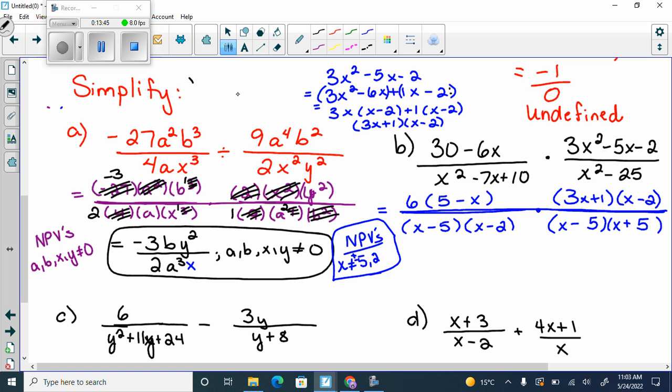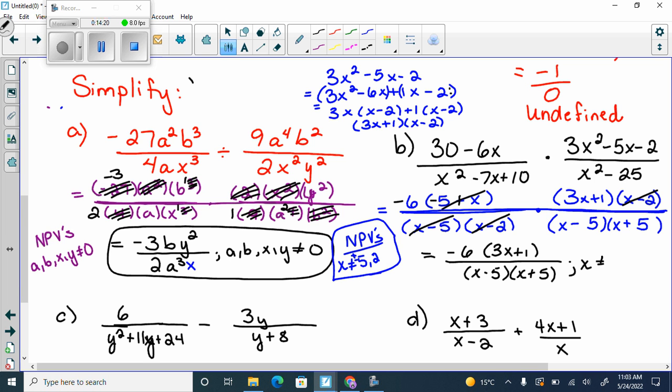That backfired. Okay. X minus 2 cancels. Now some people will tell me 5 minus x is the same as x minus 5. Is it? No. What do they have to do? They have to take a negative one out. So I should have taken out a negative 6. Then this would be negative 5 and positive x, and then they would actually cancel. So on the top I'm left with negative 6, 3x plus 1. And on the bottom, I'm left with x minus 5, x plus 5.